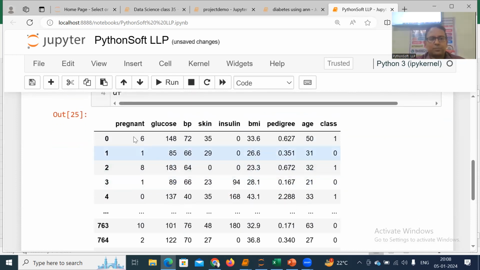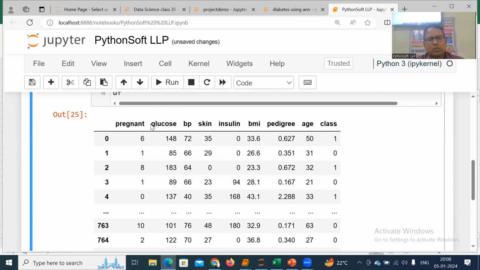This is the ladies data set. How many times the lady was pregnant, what is the glucose value, what is the blood pressure, skin thickness, insulin, body mass index, pedigree. Pedigree means, if parents suffer from diabetes, what is the chance for the child, that's the pedigree function, age, and then class. Class 1 means that person is suffering from diabetes, 0 means the person is not suffering from diabetes. So this is the data set we have.